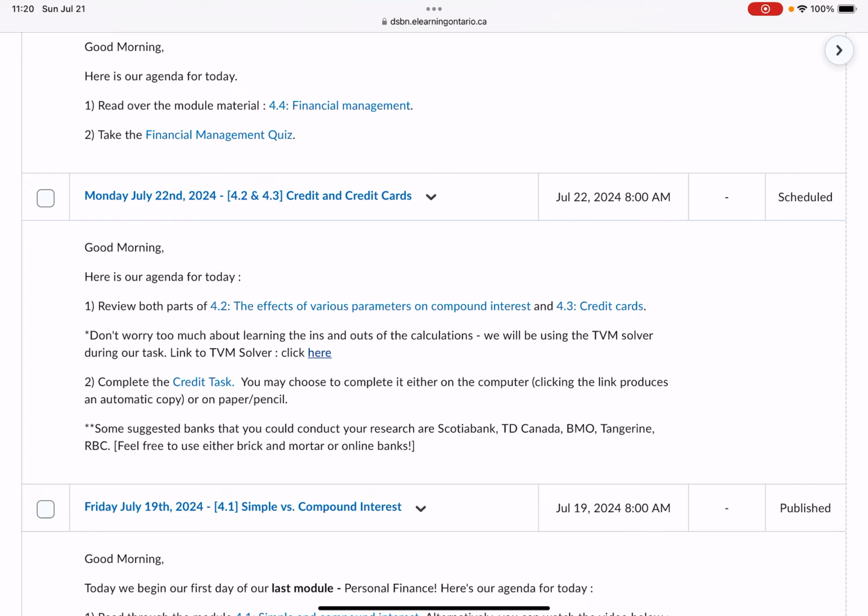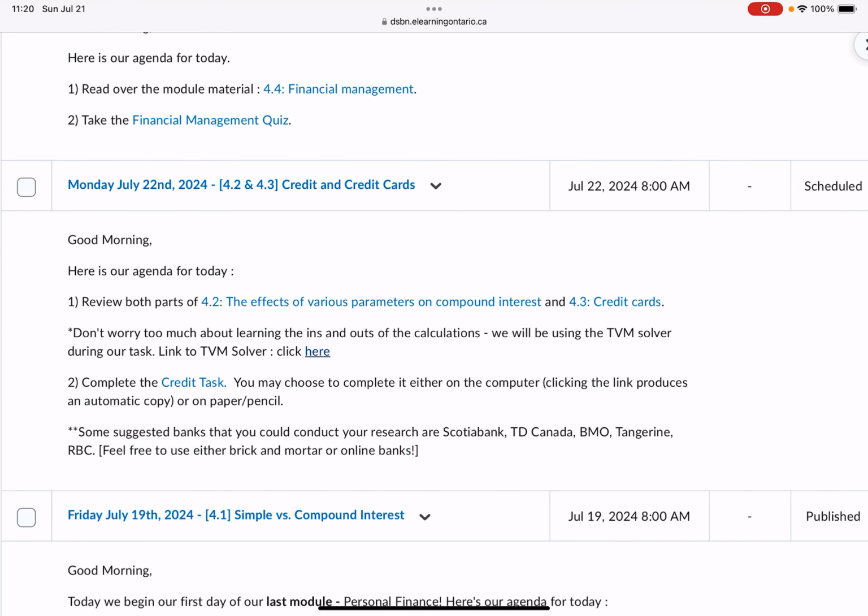For our section for Monday, we're mostly looking at two different topics. The first is on changing parameters with compound interest, so when we change the pay period and when we change the interest rate. And for section 4.3, mostly on credit cards from the consumer perspective. When we're looking at credit cards, we're not doing a lot of calculations. We're mostly comparing and contrasting different bank accounts and seeing which ones are more beneficial for you than the others.